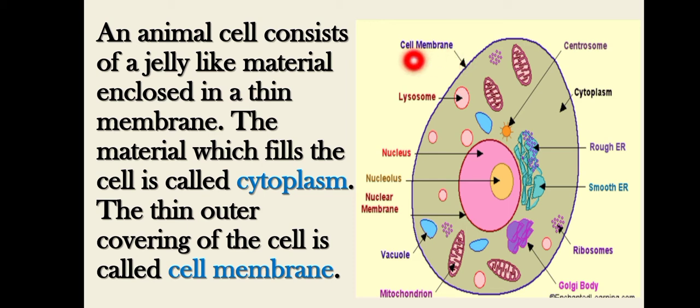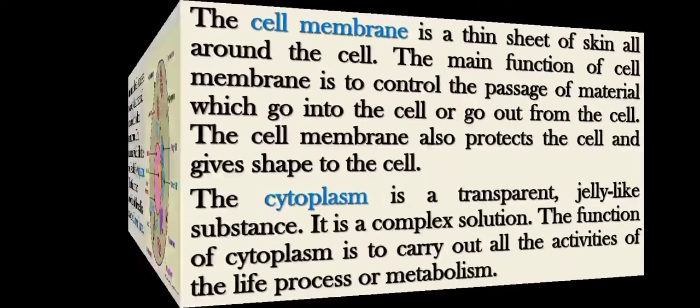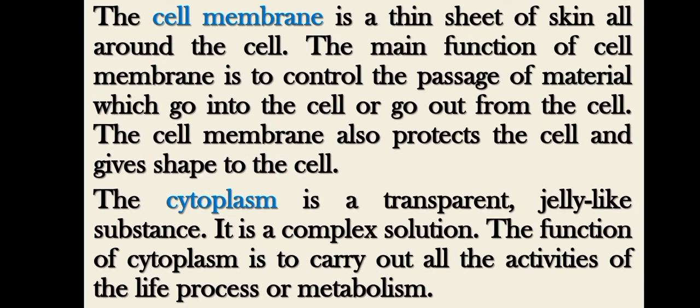The thin outer covering of the cell is called cell membrane. Cell membrane is the boundary of an animal cell. The cell membrane is a thin sheet of skin all around the cell. The main function of cell membrane is to control the passage of material which go into the cell or go out from the cell. The cell membrane also protects the cell and gives shape to the cell.